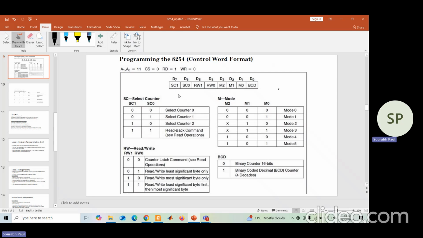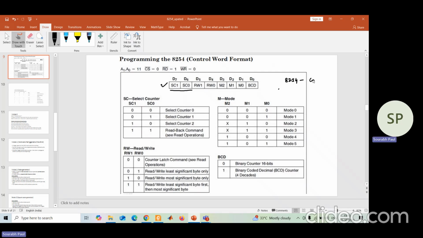Now, the control word register of 8254 has 8 different fields. The first two fields, as you can see in this picture, that is D7 and D6, are SC1 and SC0. Depending on the combination of these two bits, one counter will be selected out of the three counters. You know, in 8254, three counters are there.